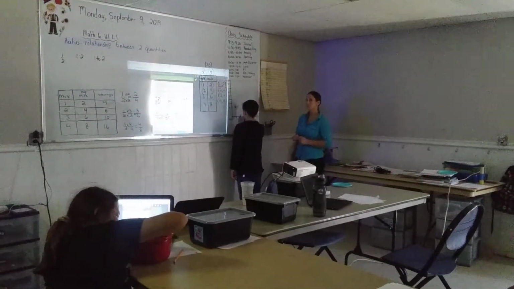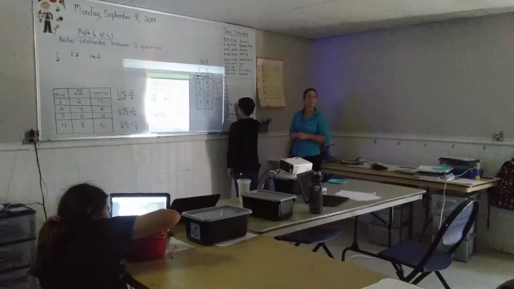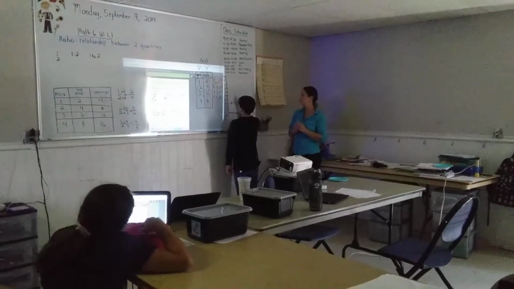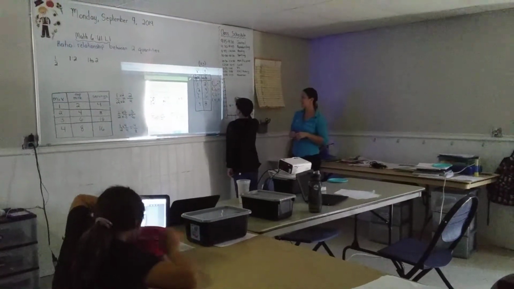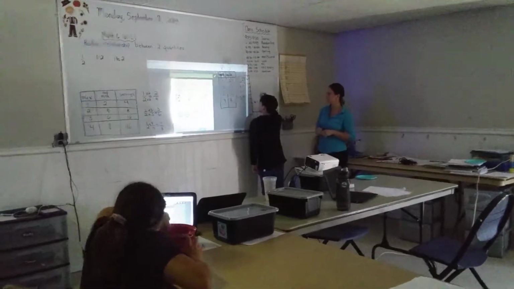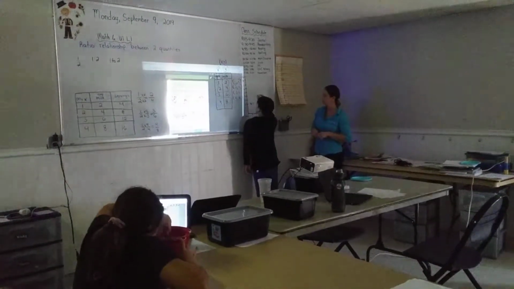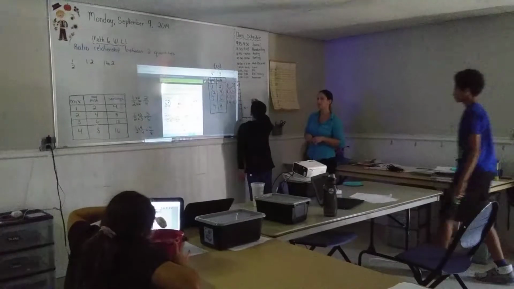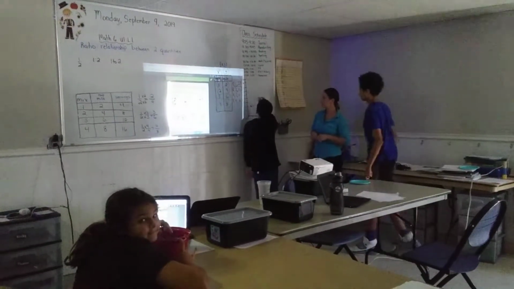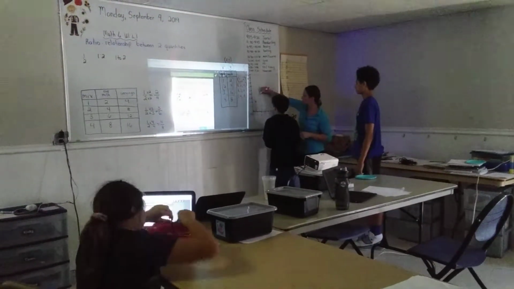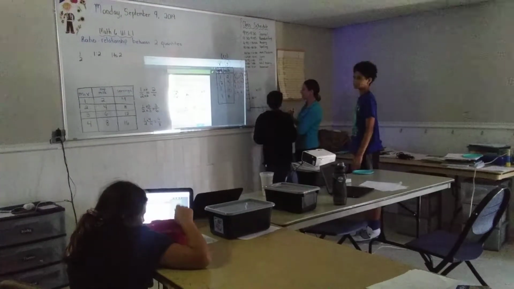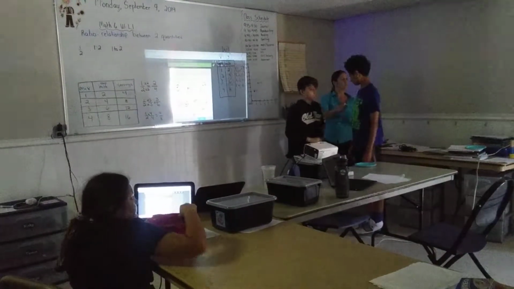Can I do the next one? Yes, you may. Next one. Come on up, Angelo. Over 2 and up 4. Excellent. And then you put your dot there, your point. And then you write your coordinate point there. Excellent. You just gotta make sure we do our coordinate point. Excellent. Here you go, Angelo.